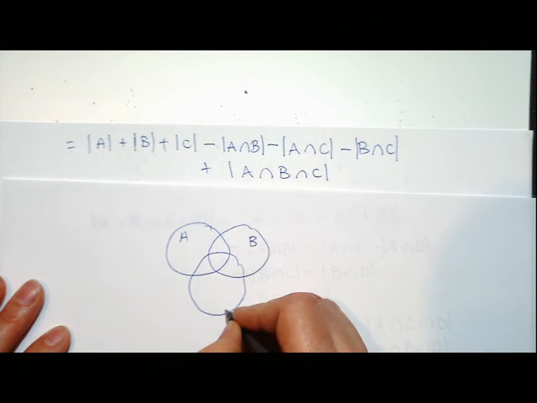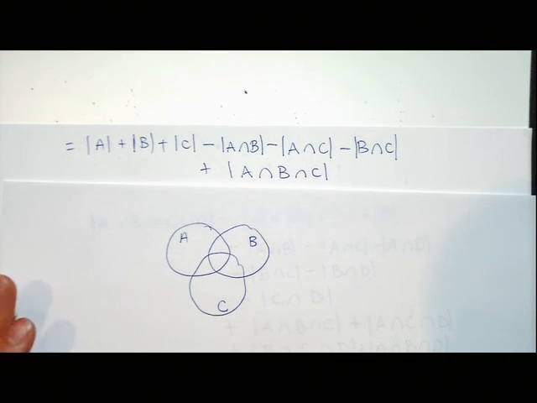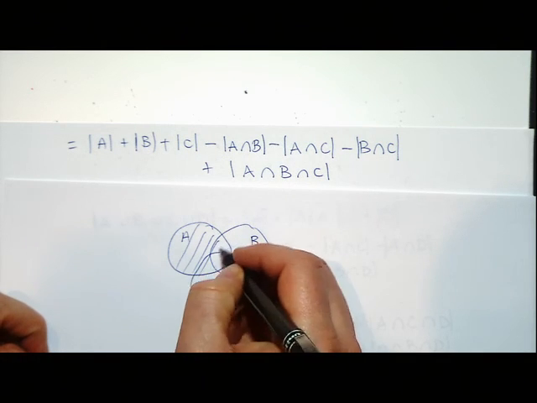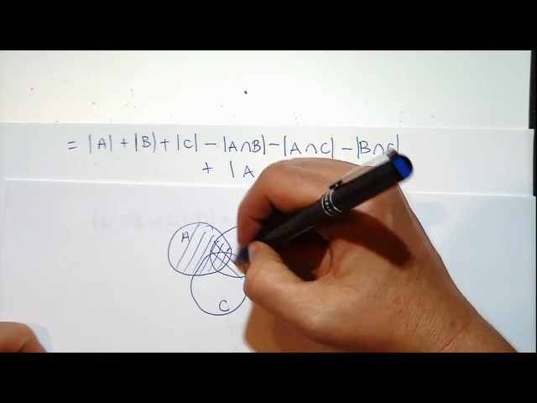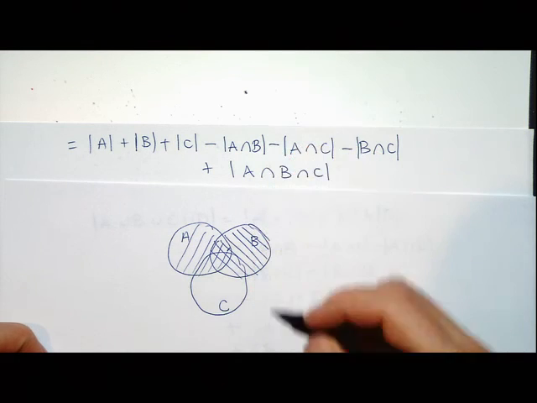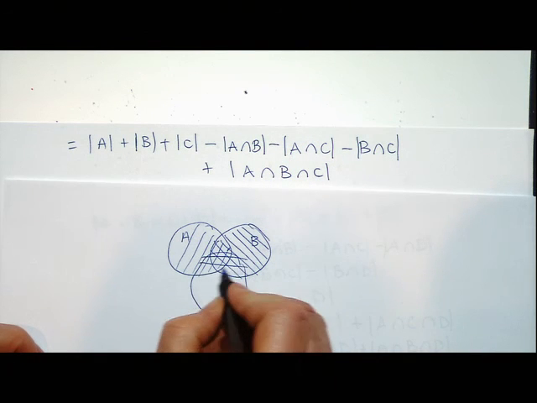Here's A, B, and C. And we draw it this way in case there's some overlap in some of these different little pieces. So if I start to figure out how many elements are in here, it's all the elements in A plus all the elements in B plus all the elements in C.